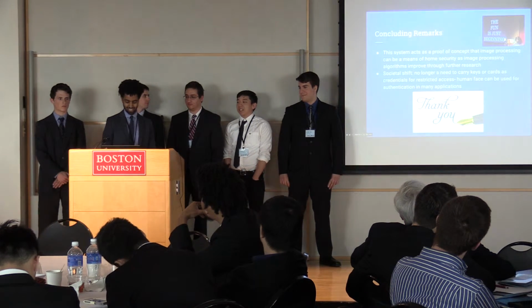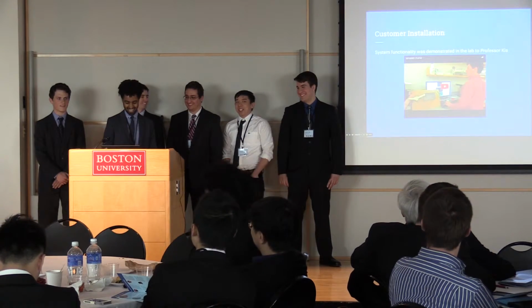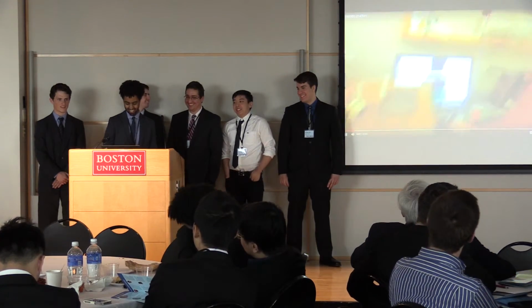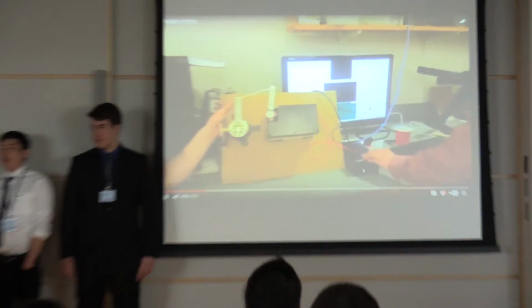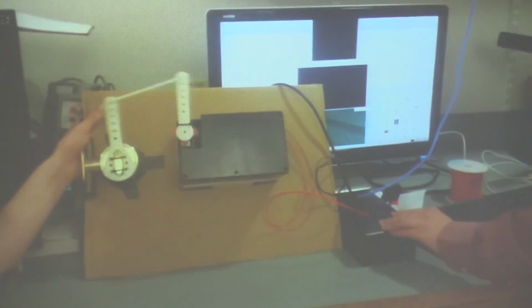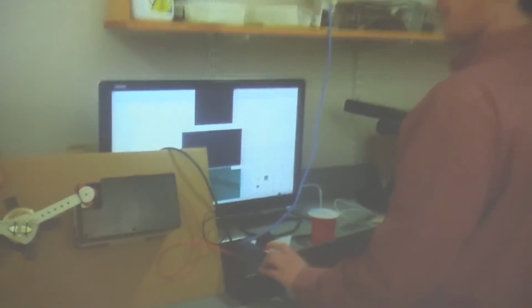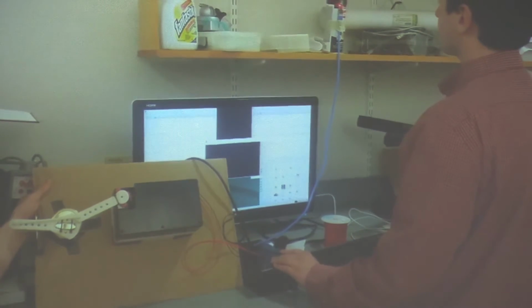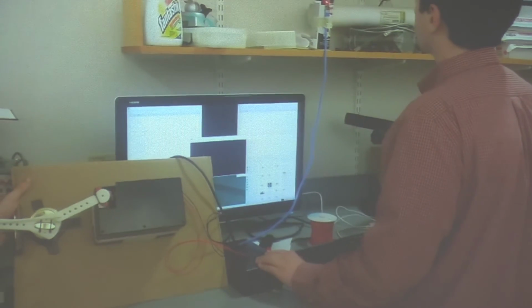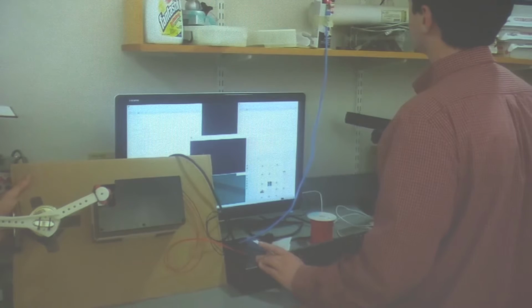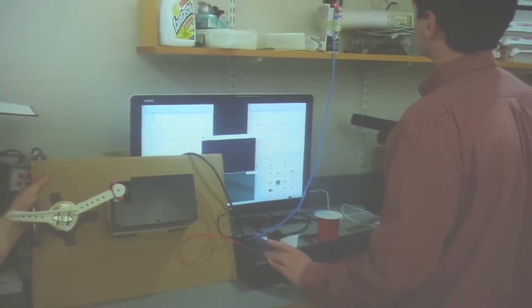Oh. Nice. Very good. Low latency. So that's a normal press. It'll take a picture and do the image processing.